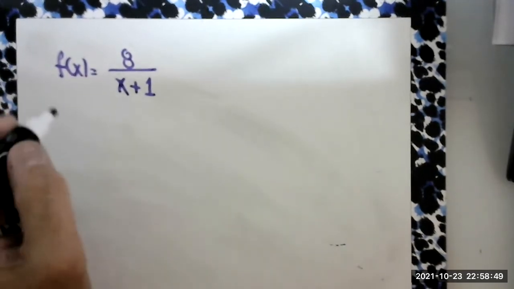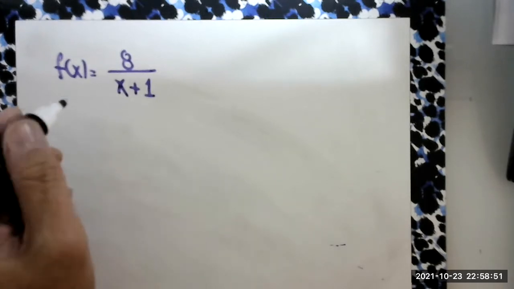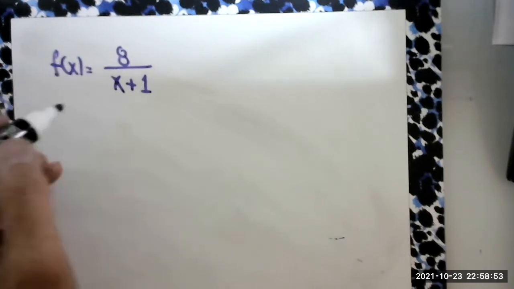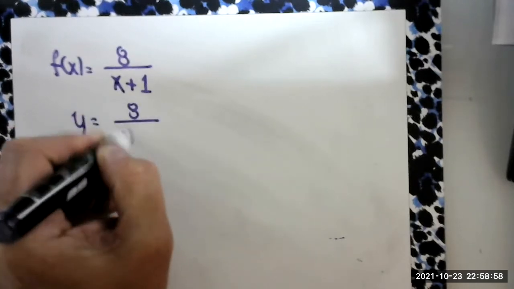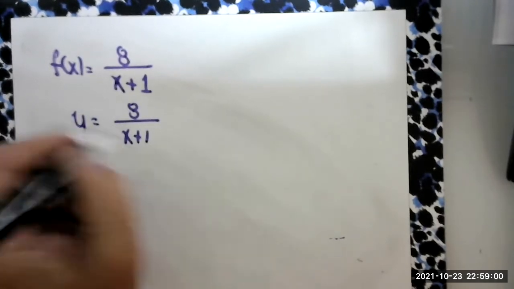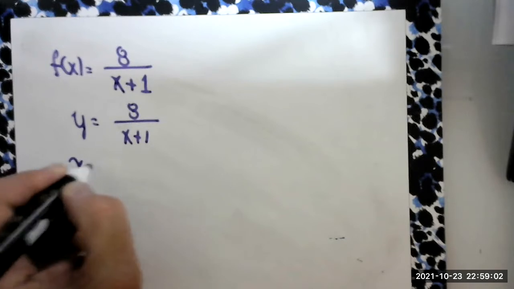Okay, so let's go ahead and proceed to find the inverse function. Of course, it's a one-to-one function. y equals 8 over (x plus 1). Replace, interchange x and y.